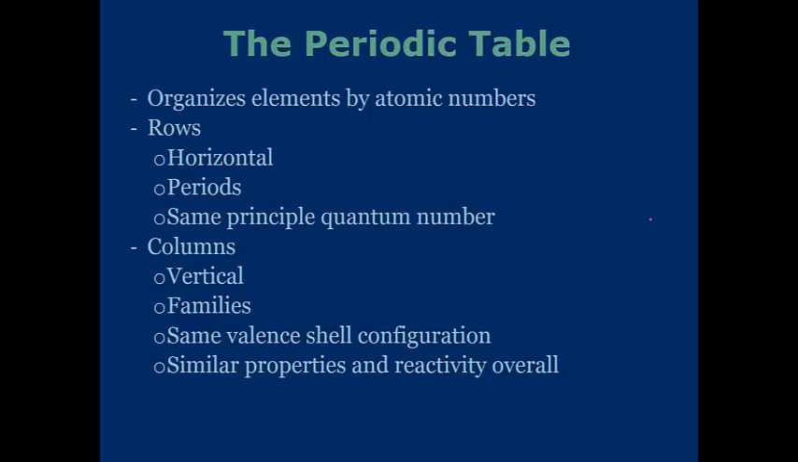Columns are sometimes called families, or groups. They have the same valence shell configuration. Therefore, they have very similar reactivity, hence why they're considered in families. The properties in general of these elements in families are going to be very common, much like your own family.